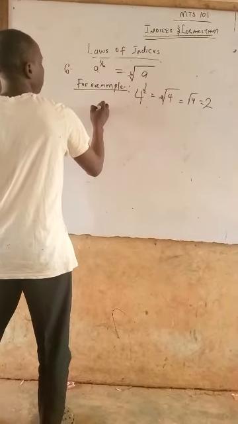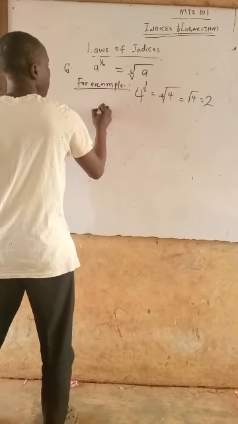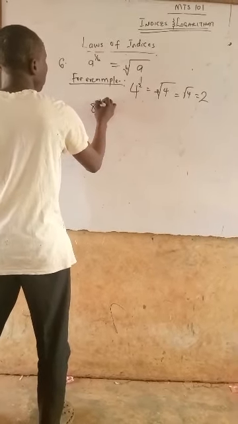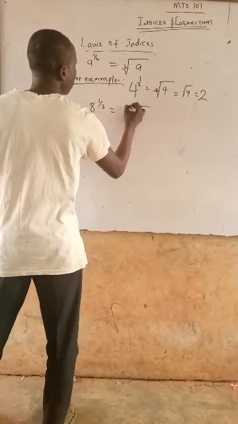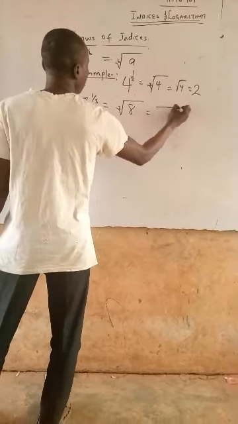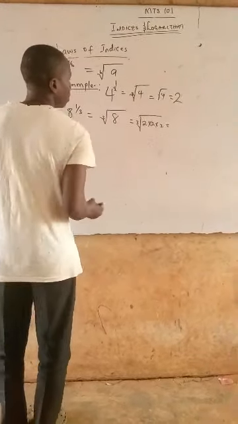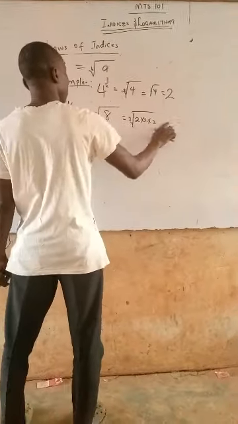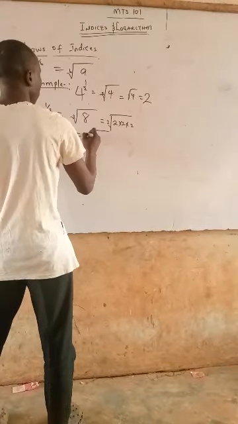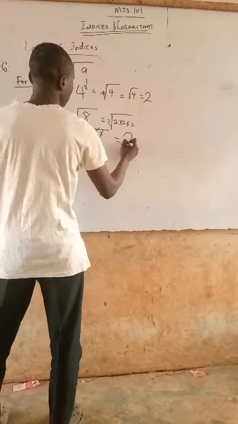If we have 8 raised to the power of 1 over 3, this means cube root of 8, which is equal to cube root of 2 multiplied by 2 multiplied by 2, which is the same thing as cube root of 2 raised to the power of 3. 3 cancels 3, then you have 2 as an answer.